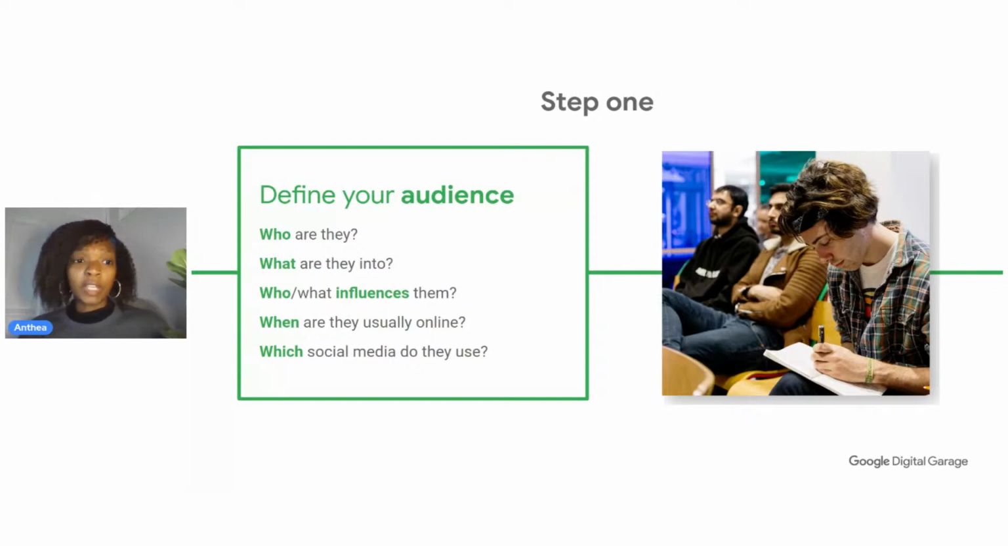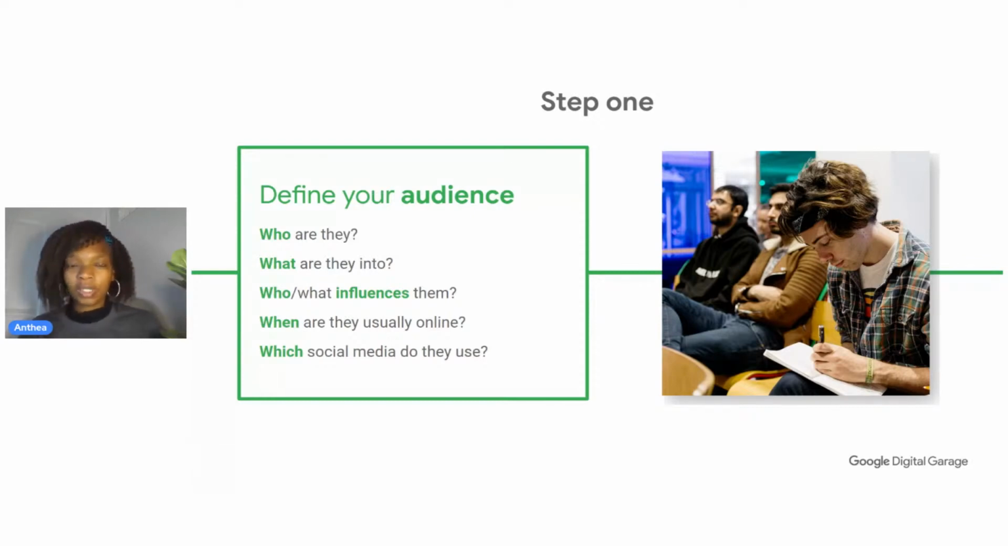Are they male? Are they female? Where do they live? What age group are they? What kind of job do they do? What are they into? What kind of interests do they have? Do they like baking? Do they like weddings? Do they like photography? Do they like running marathons? What is it that they're interested in? Because remember, especially on social media, a lot of people follow the things that they're interested in. So if you can understand that, then you know where to position yourself.